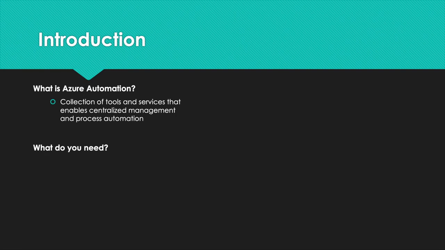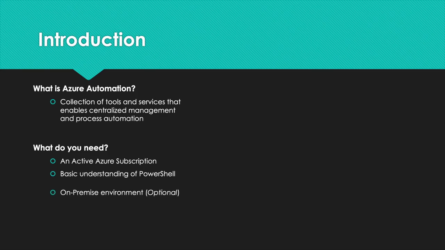So what do you need to get started with Azure Automation? Well, you really only need the first two things. You need an active Azure subscription and a basic understanding of PowerShell. When I actually first started out in Azure Automation, I knew a very small amount of PowerShell and learned as I was testing and went through the whole build process.